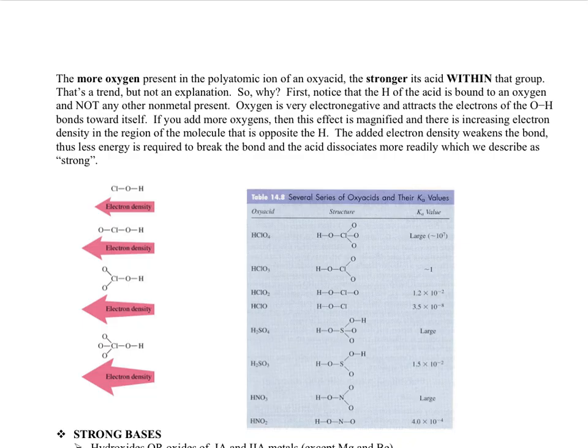Another difference in strength that you need to be aware of is with what we call oxyacids. An oxyacid right here is basically your hydrogen with a polyatomic ion, like XO3, whatever it is. So it's hydrogen with the polyatomic ion. Anytime you have that, you have to be able to explain why the more oxygens that are present, this is the trend.